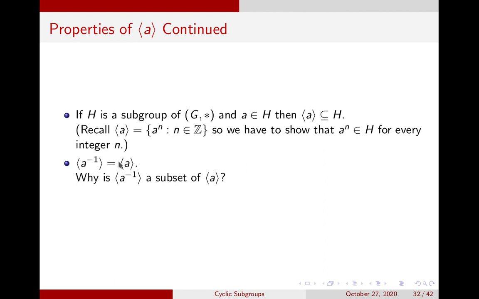The argument for this we would do by showing that each of these two sets, the subgroup generated by A inverse and the subgroup generated by A, is a subset of the other. So why is the subgroup generated by A inverse a subset of the subgroup generated by A? Well, an element of the subgroup generated by A inverse is an integer power of A inverse. And an integer power of A inverse is an integer power of A.